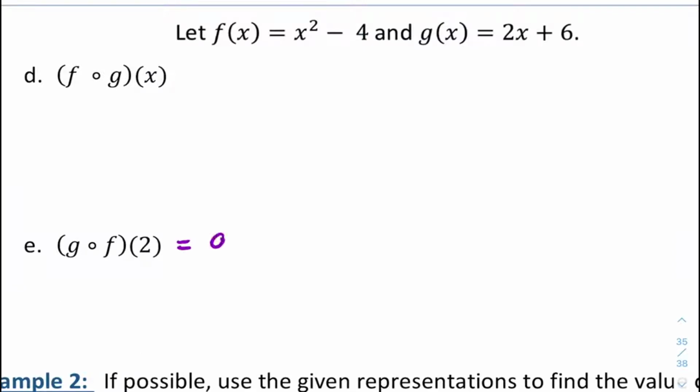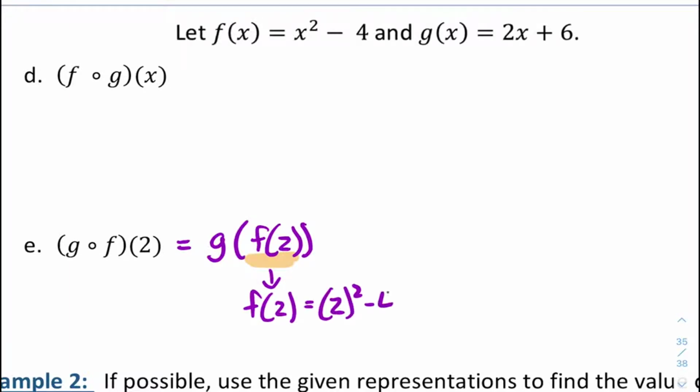So if we do one here, I'm going to start with E. I'd like to rewrite it with my other notation. So we're performing f of 2 first, it's our inner function, and then taking our result and plugging it into g of x. So I'm going to take f of x and plug 2 in for my variable. That's going to give me 0.